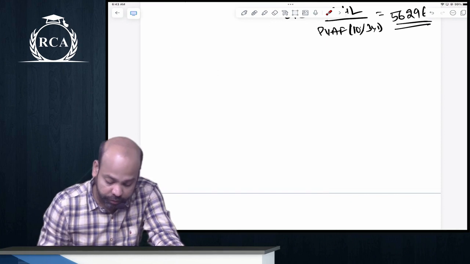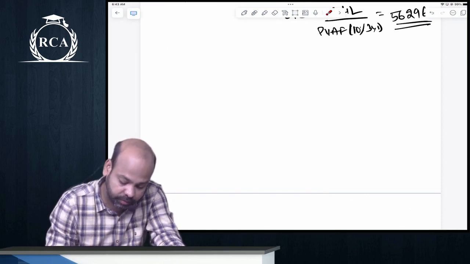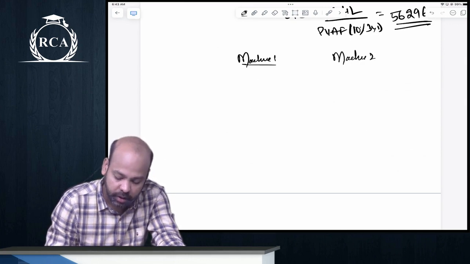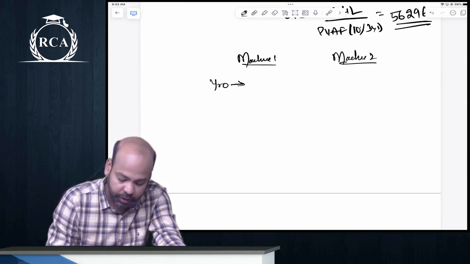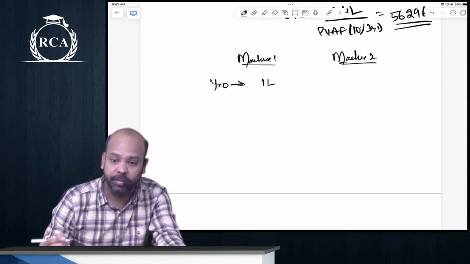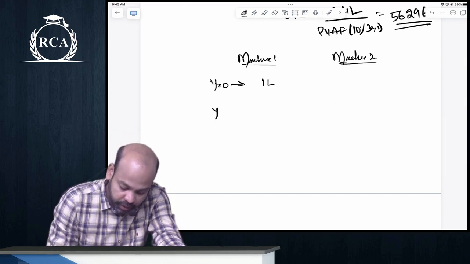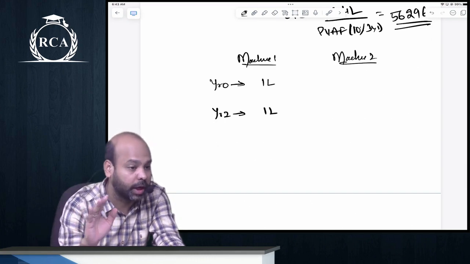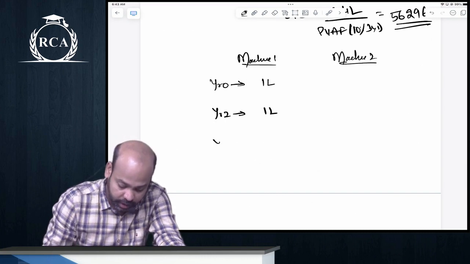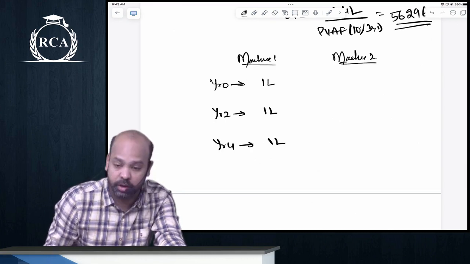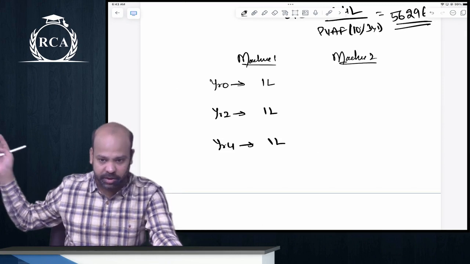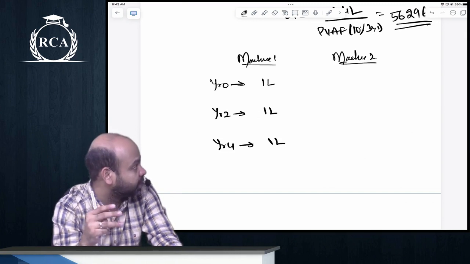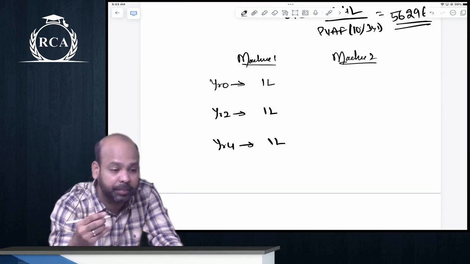Understood, guys? So if you see in our example, machine 1 and machine 2. In machine 1, in year 0 how much were you incurring? 1 lakh. This would give us a benefit for how many years? 2 years. So at the end of year 2 again I will have to incur 1 lakh. At the end of year 4 again I will have to incur 1 lakh. Now I know in year 6 I could purchase, but I cannot do that because then life will become 8 years. Let us restrict to only 3 purchases. Now the total life of machine 1 will become 6 years.